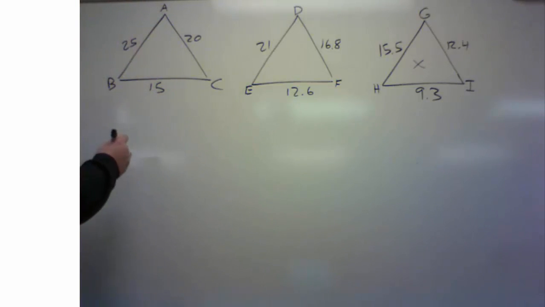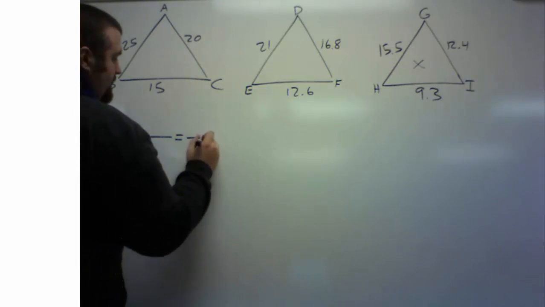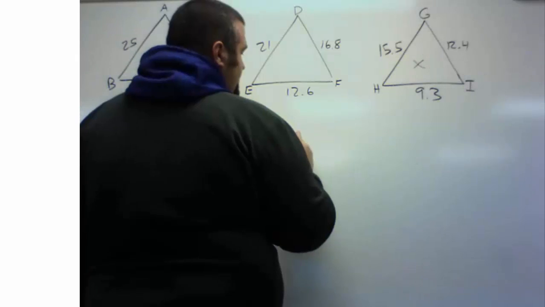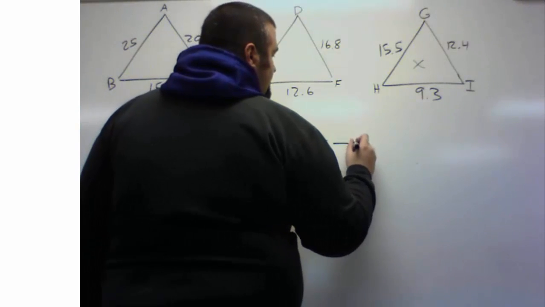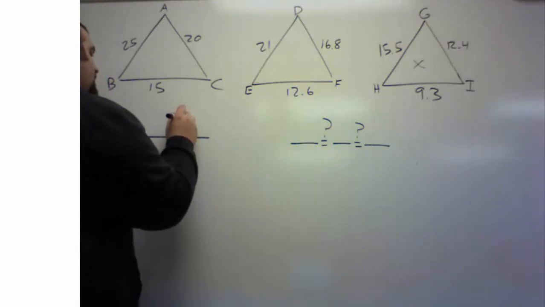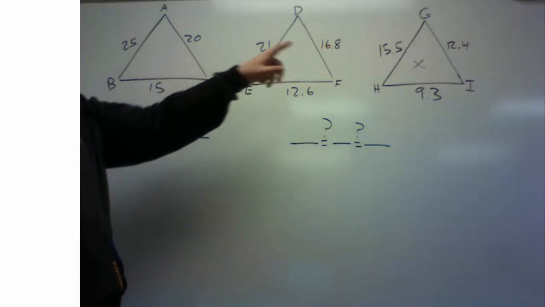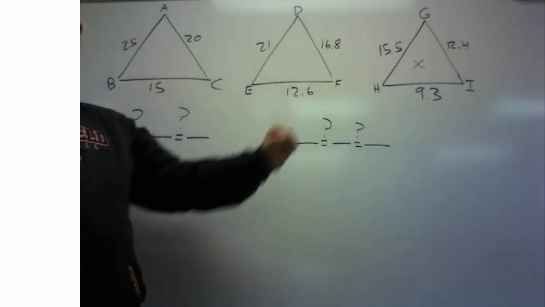So the first one over here, I'm going to put 3 ratios here. And then for this one here, I'm going to put 3 ratios here. I know that only one of these 2 sets will work. And the 2 triangles I'm going to compare are this one to that one over there, and this one over here to that one over there.